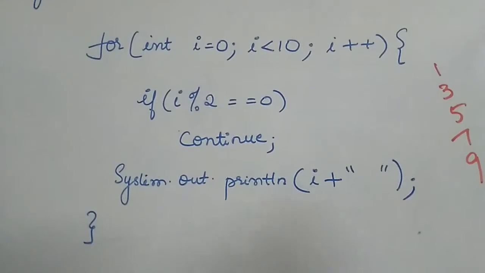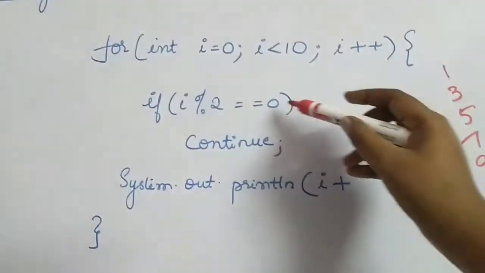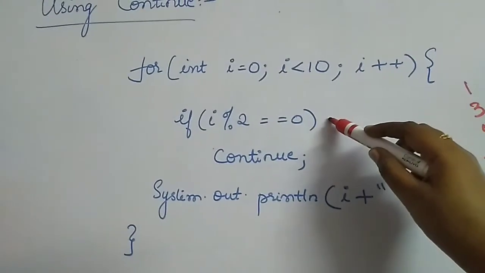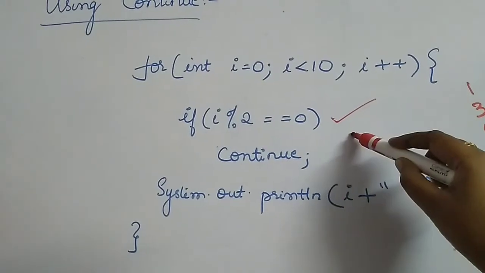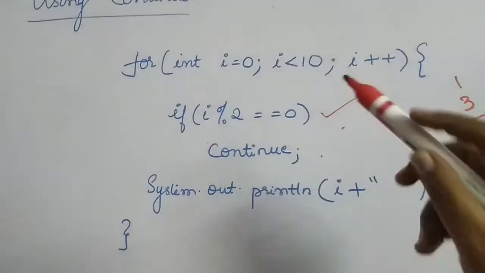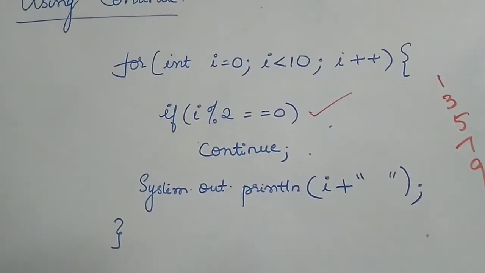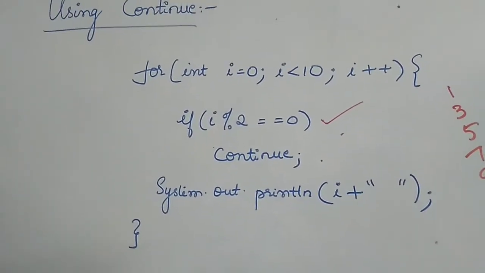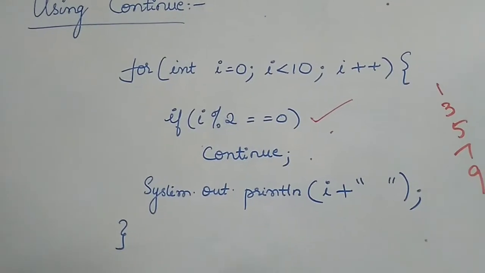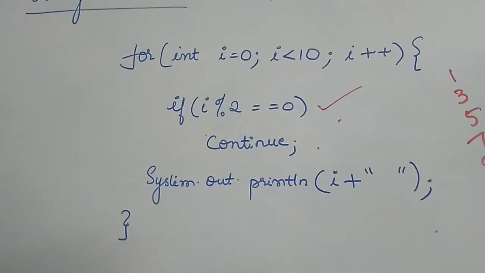Okay, so what happens over here? The point over here is, if i mod 2 is equal to 0, then we are asking it to continue. So what is the purpose of continue over here? Continue will help you to skip the current iteration and go to the next iteration. That's the use of continue.